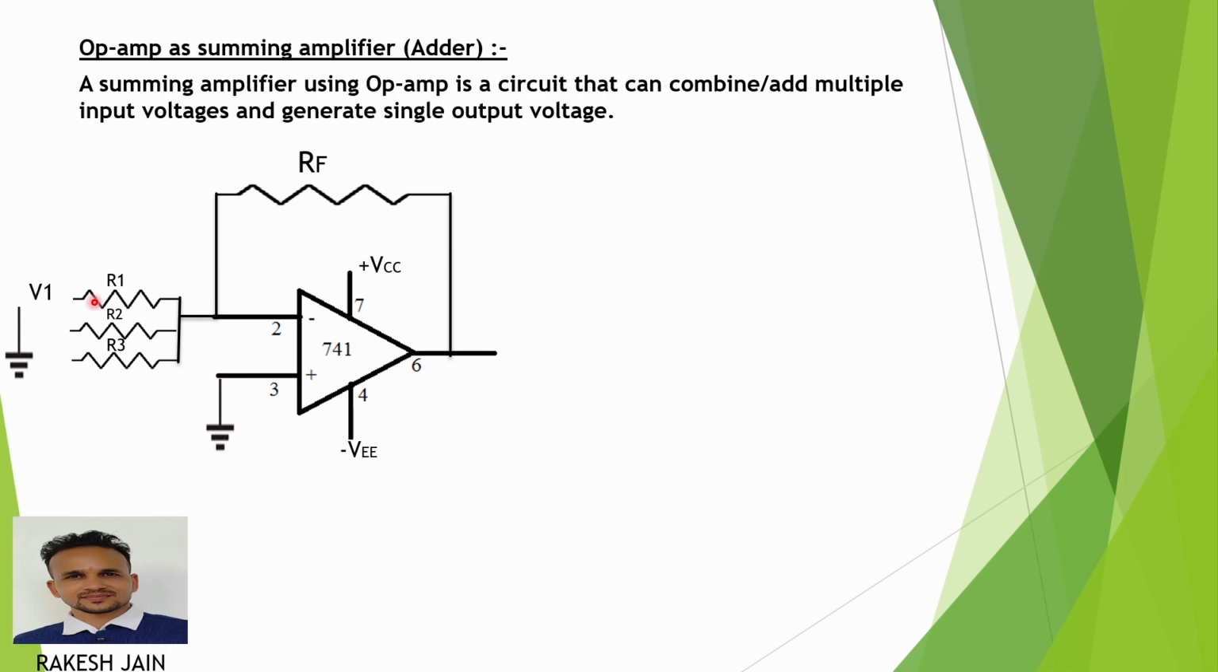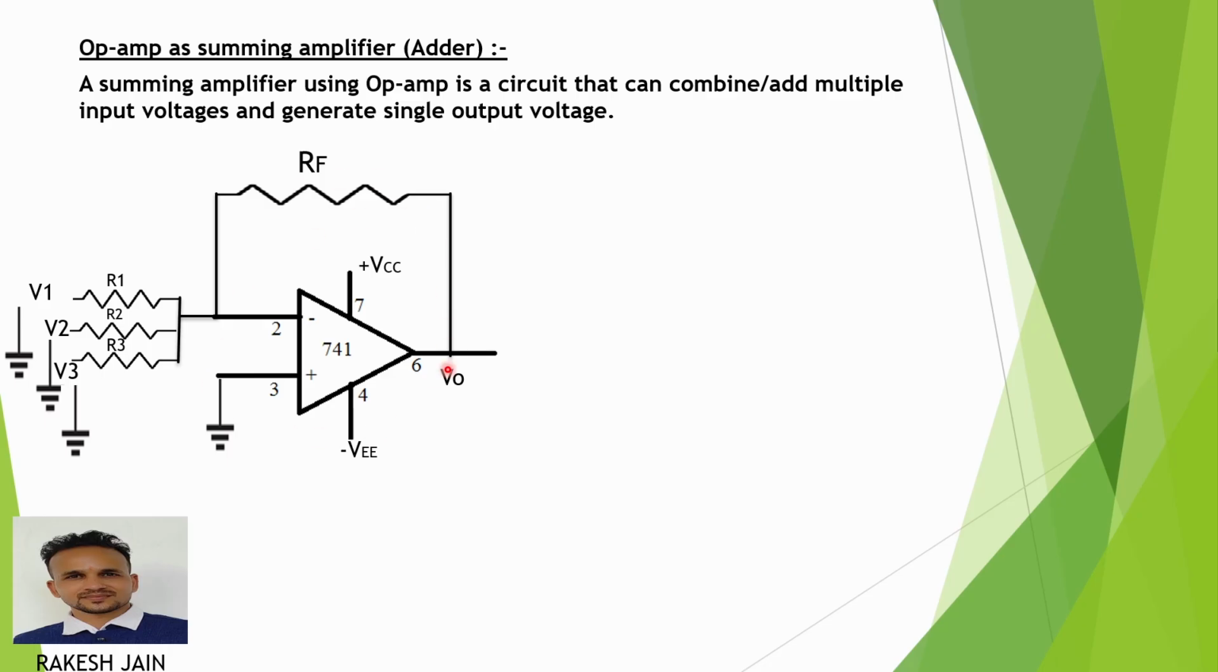Now let the voltage applied at one terminal of R1, in between R1 and ground, be V1. Second one in between R2 and ground is V2, and the third voltage in between R3 and ground is the V3 voltage. Let the output voltage be denoted by V naught.